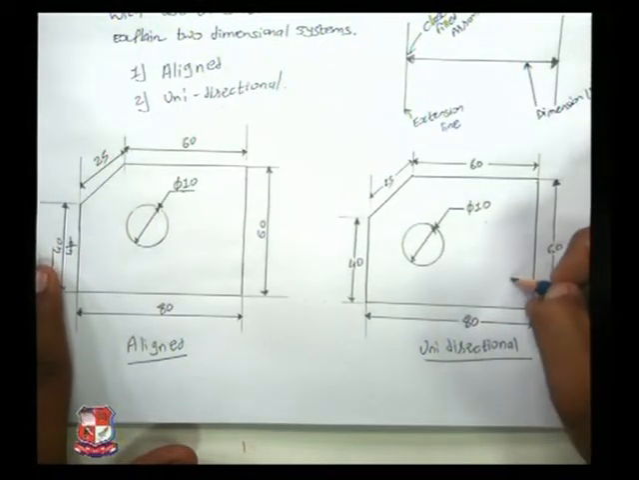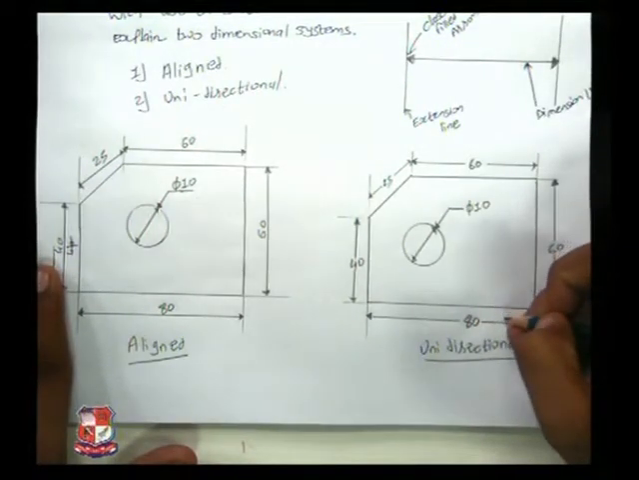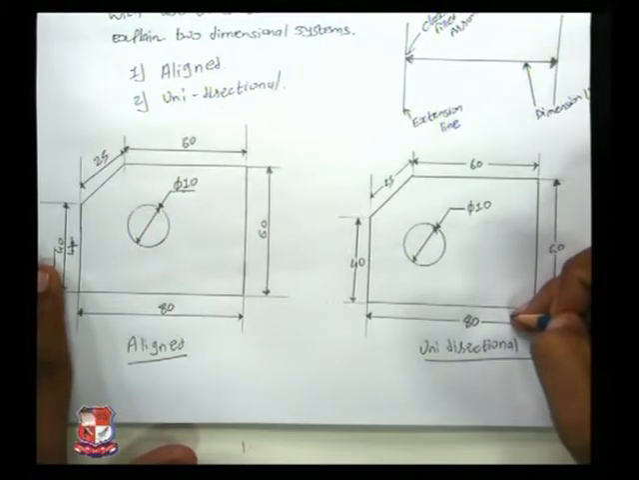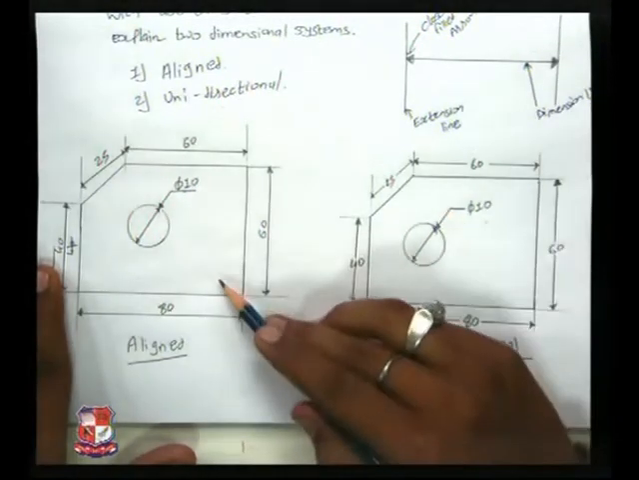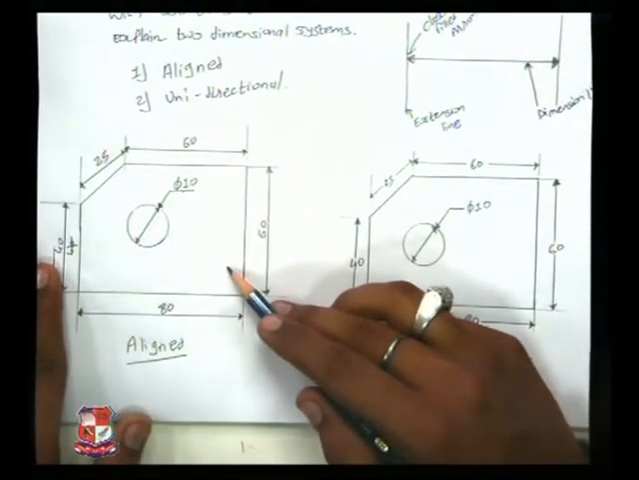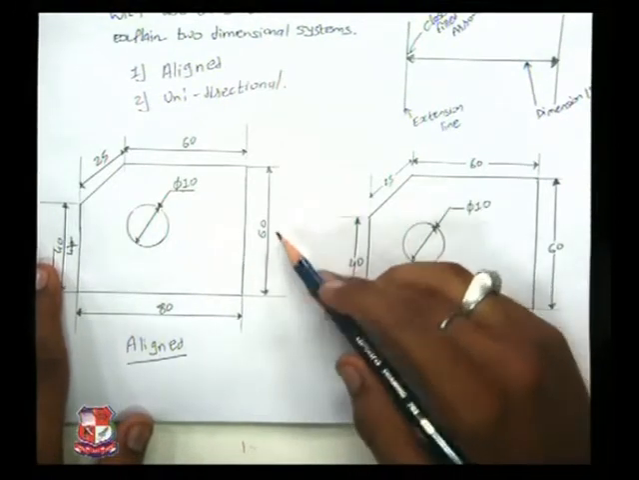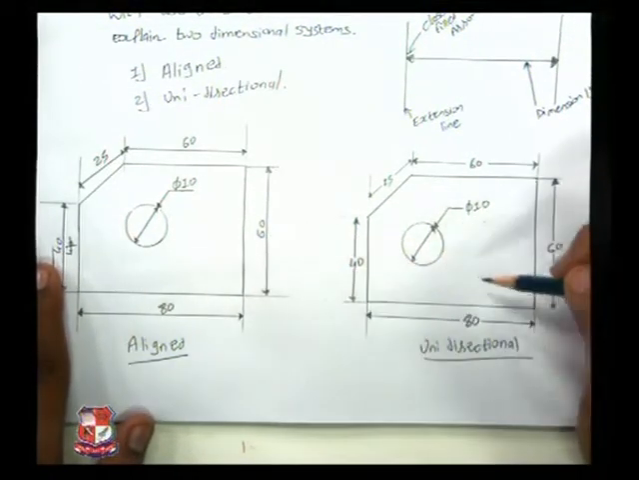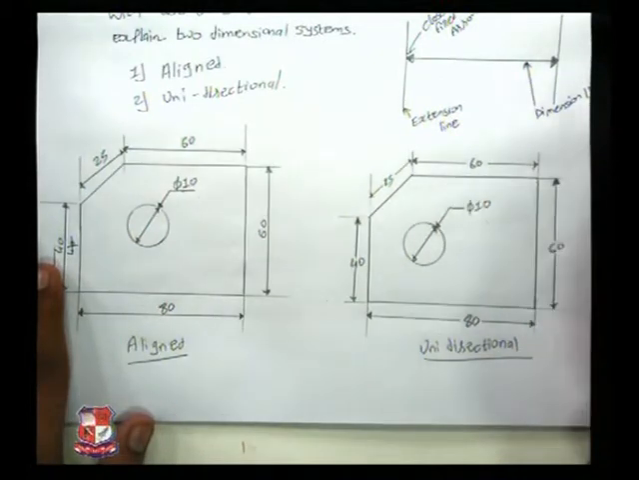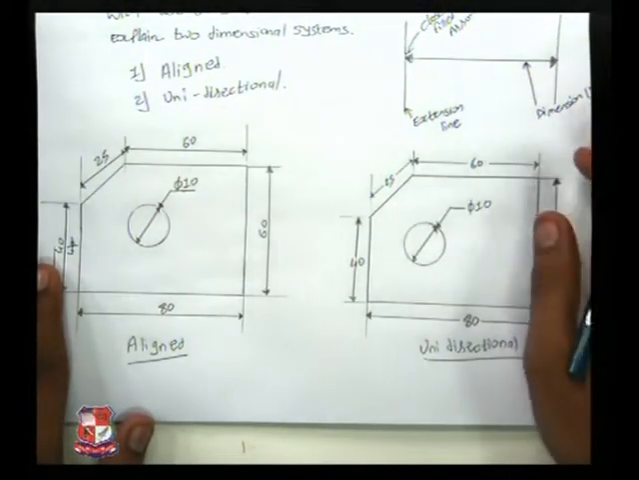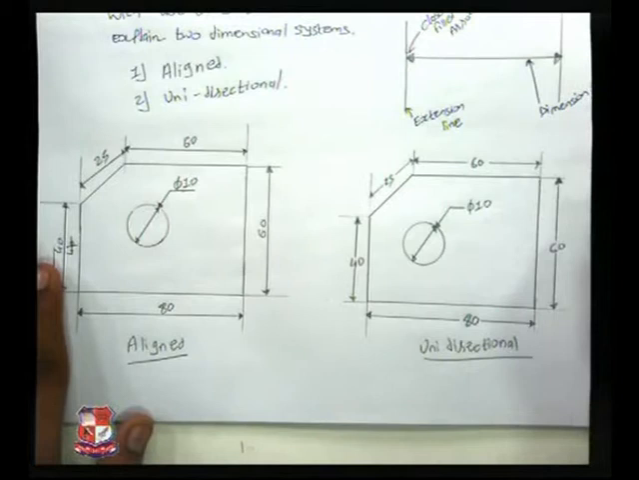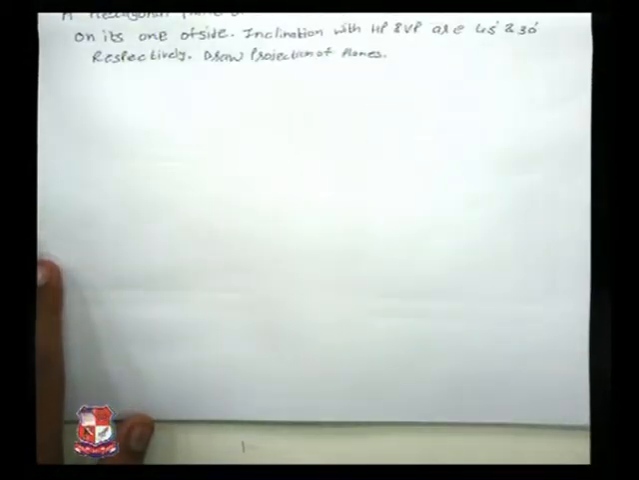In most of the cases, unidirectional method is preferred because in the drawing there are so many dimensions, and if one needs to change the perspective of the drawing continuously, then it is not feasible to use it. So in most of the times unidirectional system is used rather than using the align method. We will see the next problem.